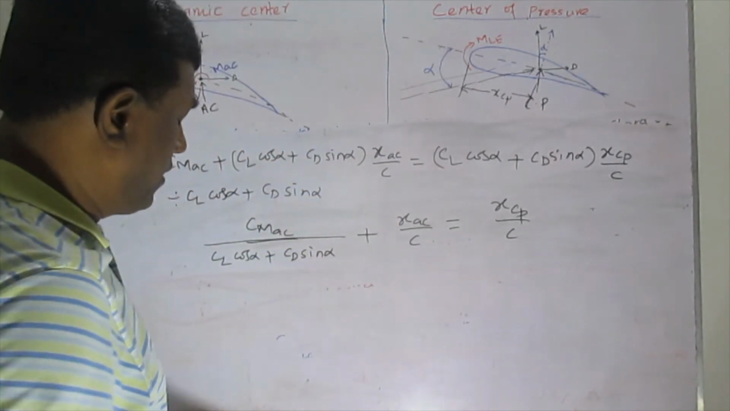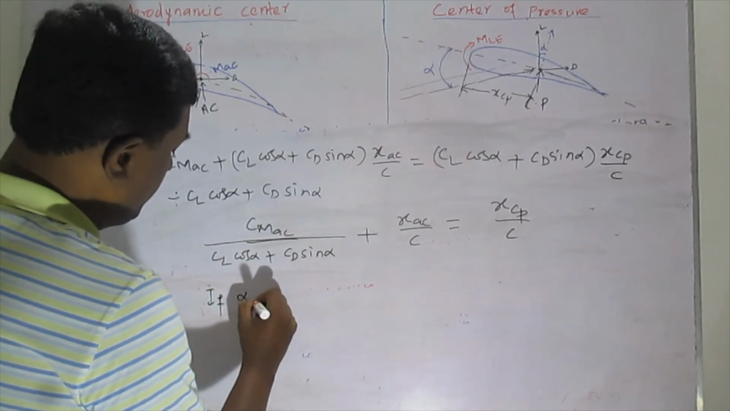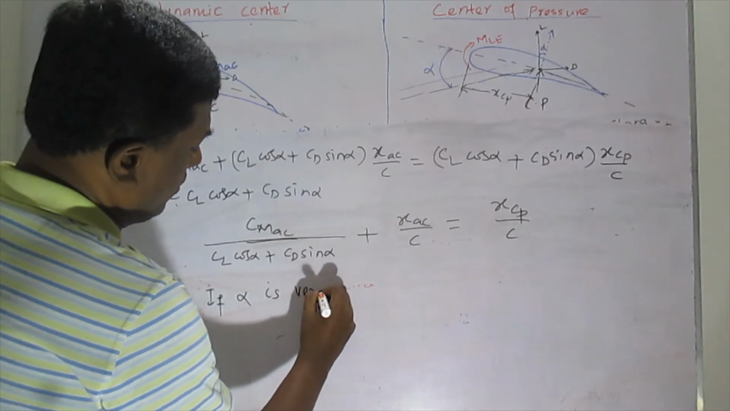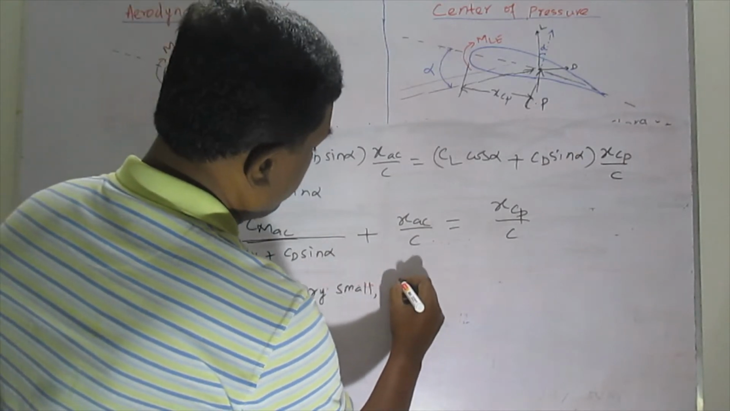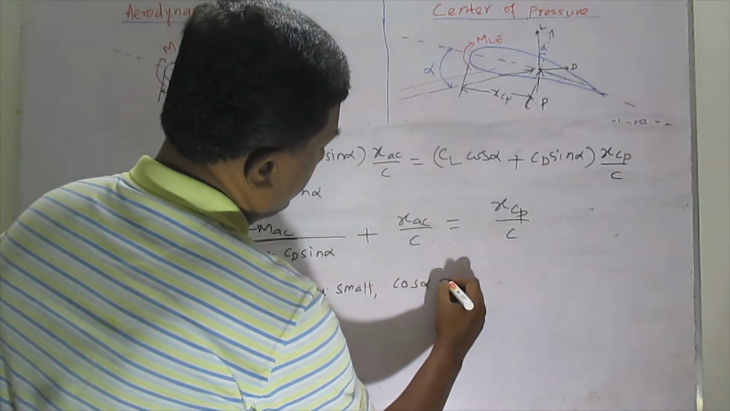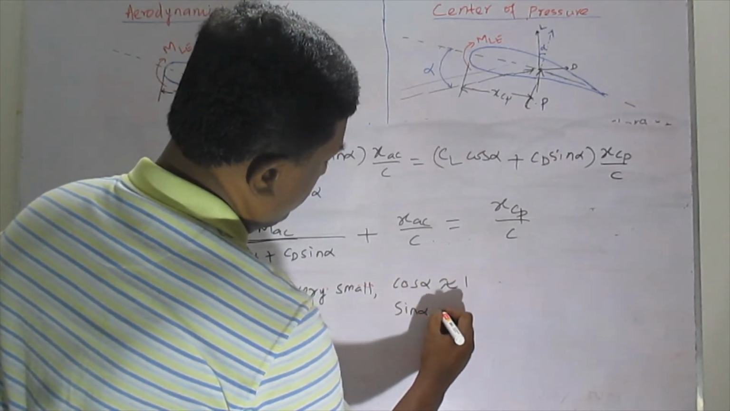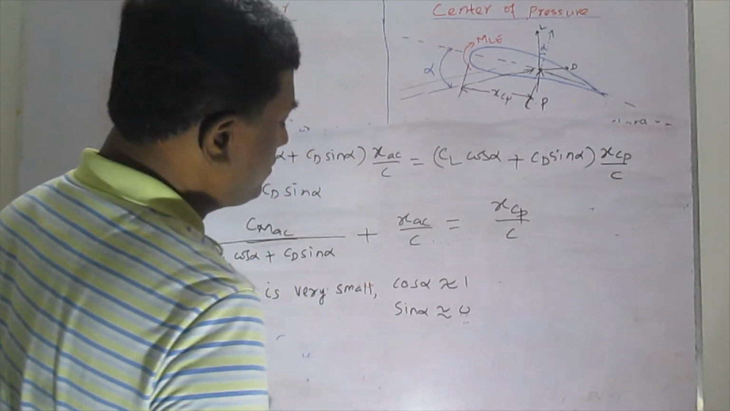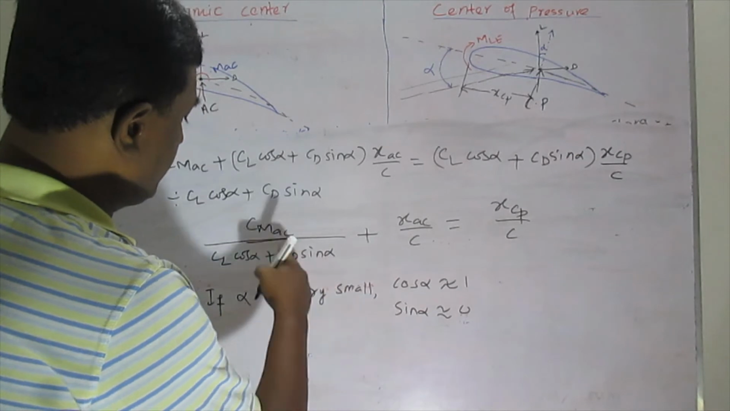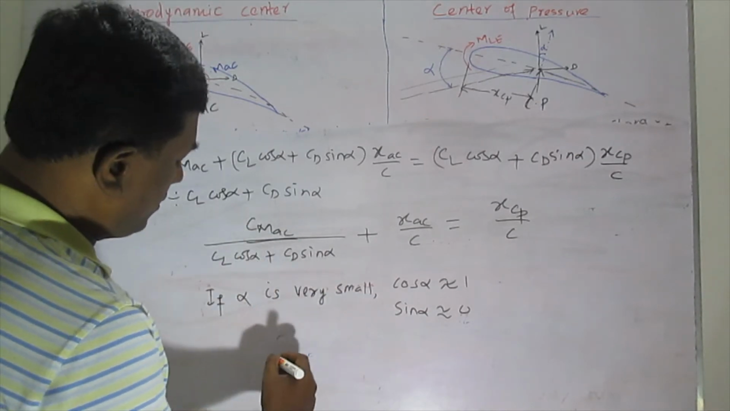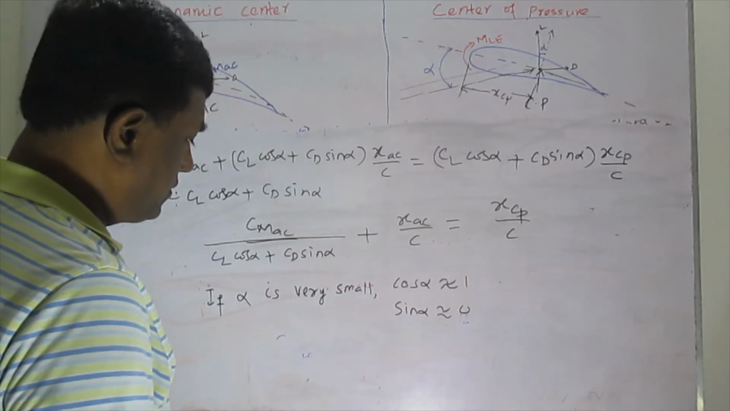By considering alpha, if alpha is very small, then we can say that cos alpha is approximately equal to 1, and sin alpha is approximately equal to 0. So now by taking this condition and substituting here, then further we will be getting this relationship.